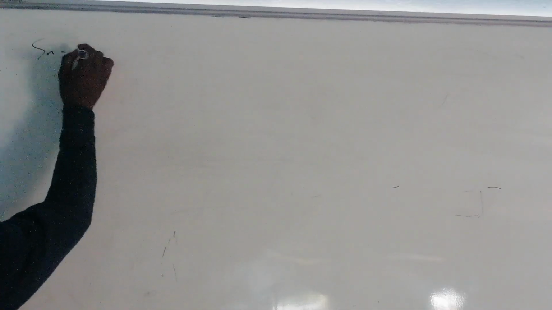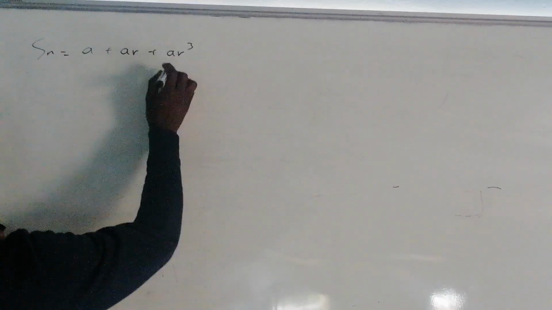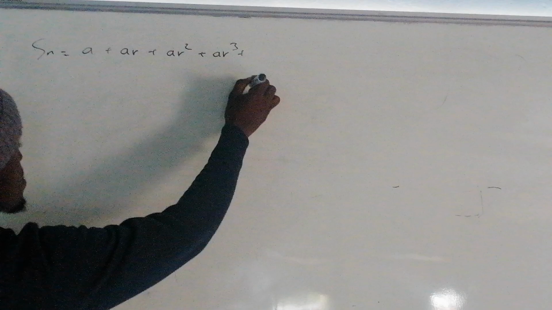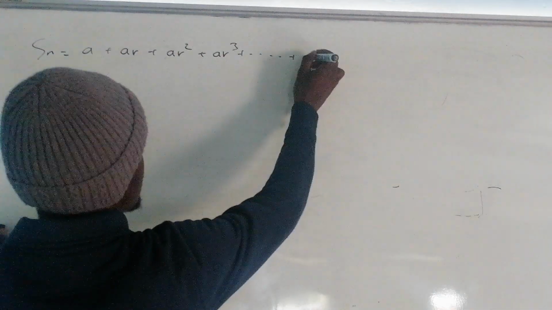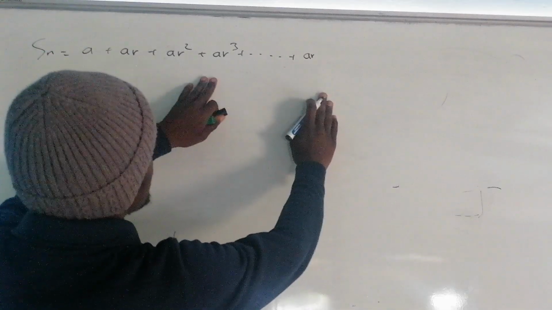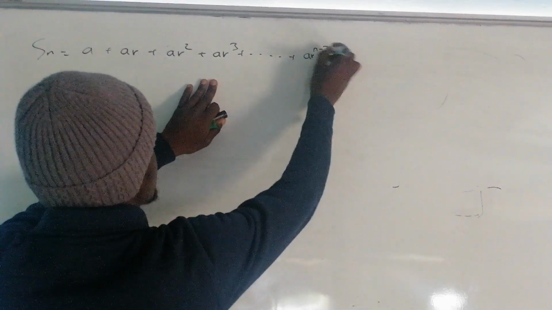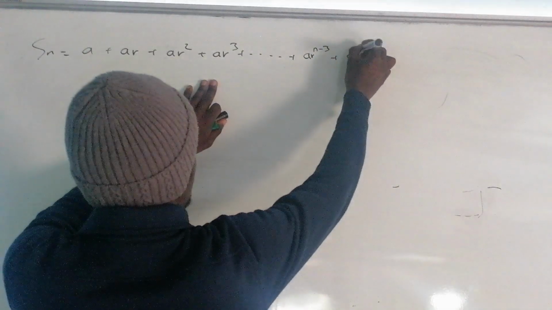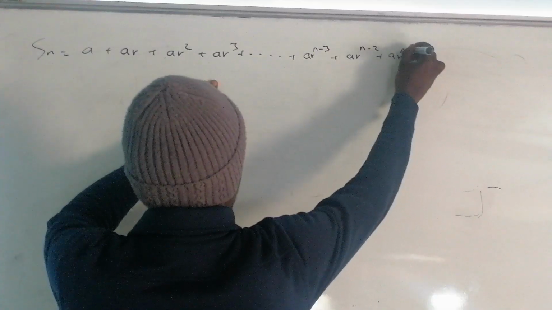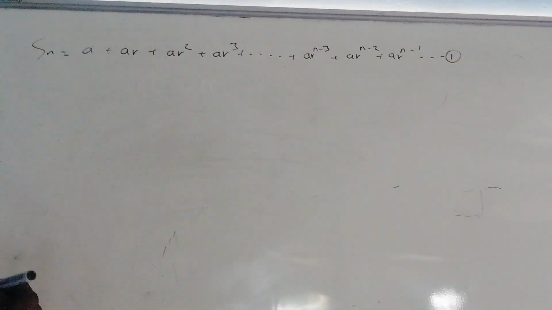It will be Sn equals a plus ar plus ar squared plus ar cubed plus ... plus ar to the power n minus 3, ar to the power n minus 2, ar to the power n minus 1. This is equation 1. So how are we finding equation 2?